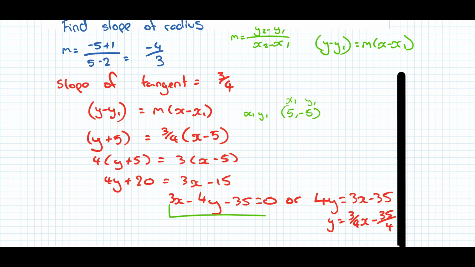Look, it's nice to leave the answer in both the ax plus by plus c is equal to 0 form, and the y equals mx plus c form. It doesn't take that much extra work for you to go and do that, so I would leave it in both.